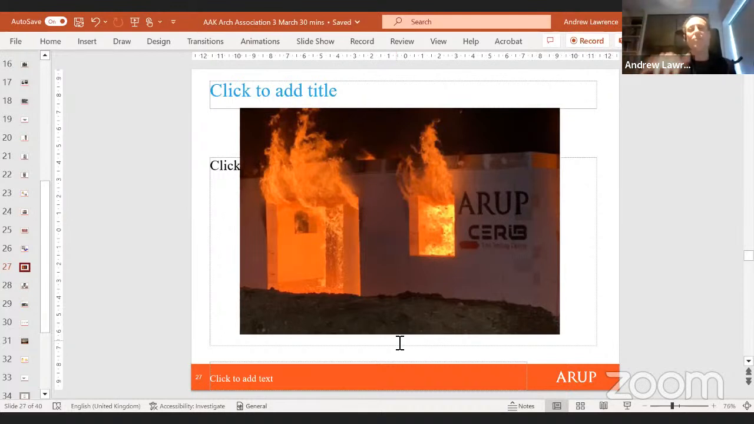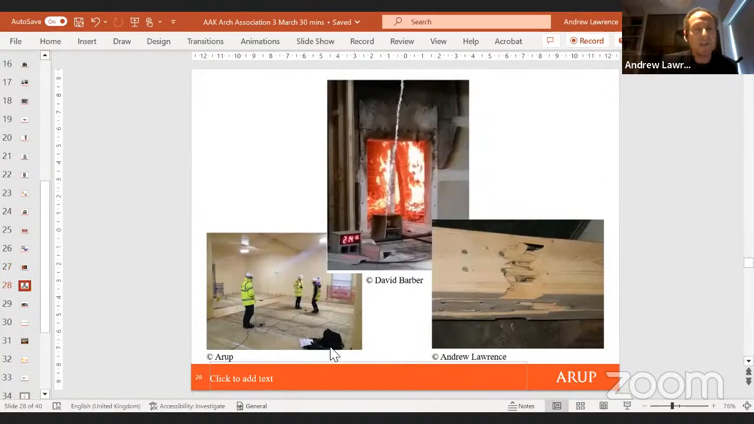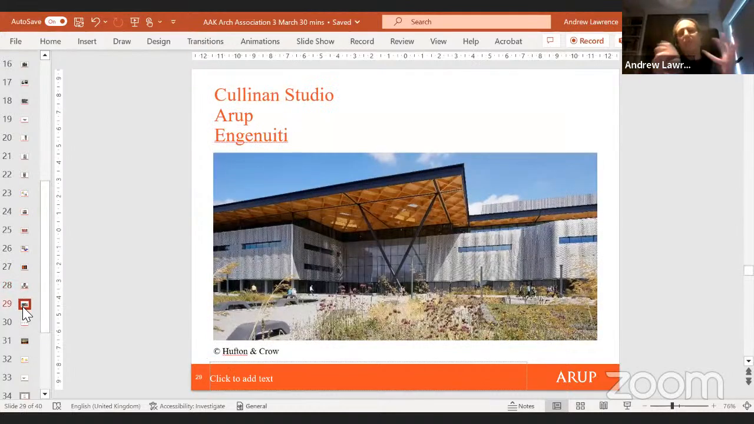Now, if we're going to build taller buildings in timber, then we really have to prevent collapse because people could be trapped inside the building. And so that's another reason why we need to rethink how we design buildings. So all of those three reasons: it's lightweight, it's combustible, it's brittle. And let me just give you a few examples.